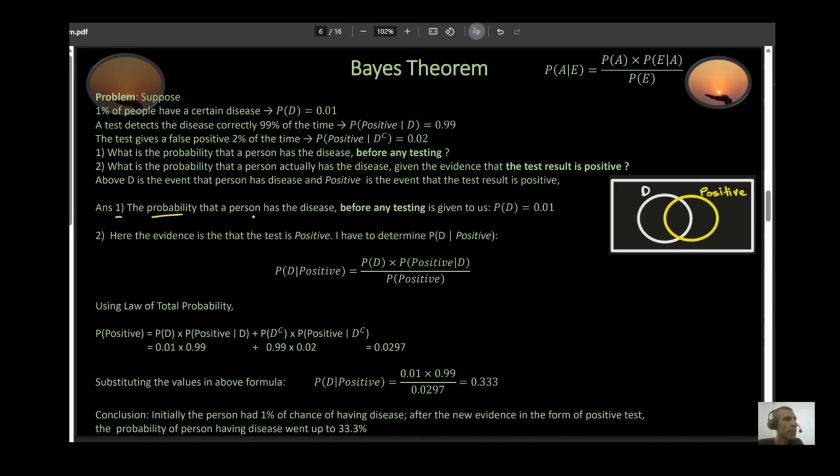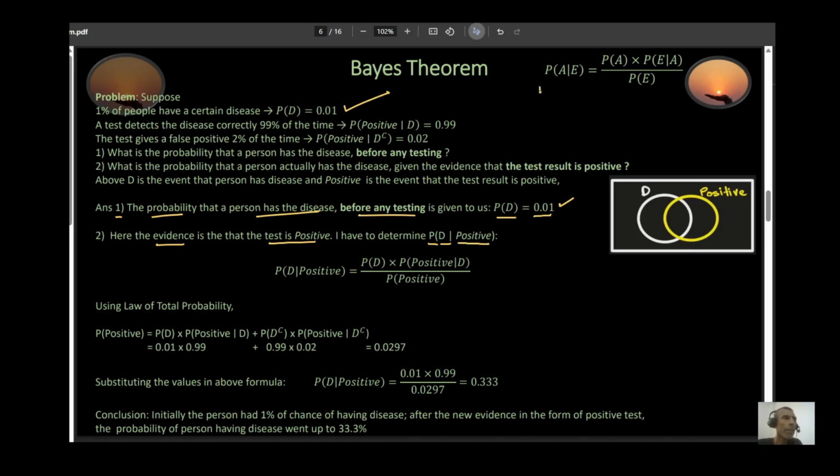The probability that a person has a disease before any testing is already given to us right here. So the answer for the probability of disease is 0.01. Next one, we are provided new evidence that the test result is positive, and I have to determine the probability that a person has the disease given that the test result is positive. So this is my evidence.